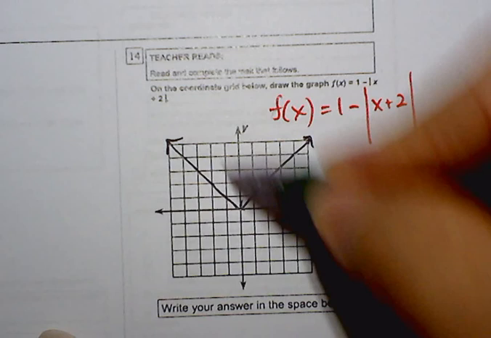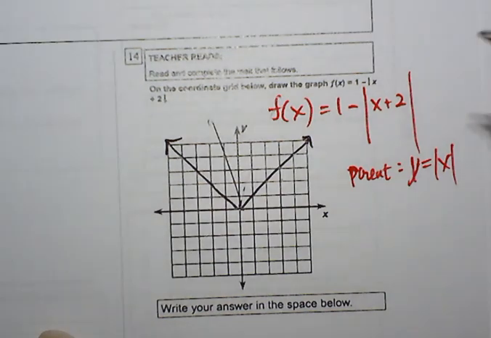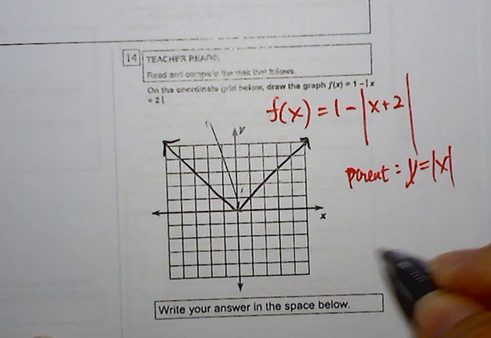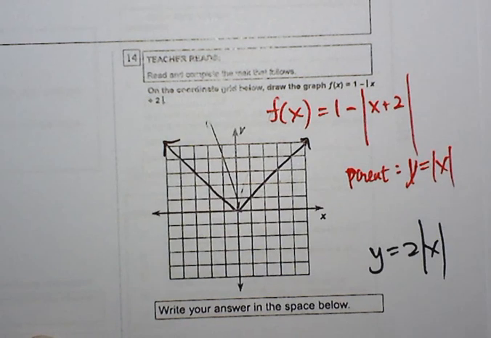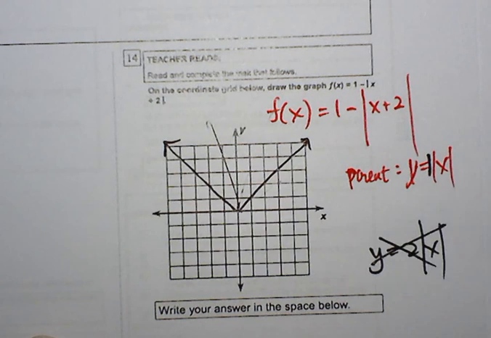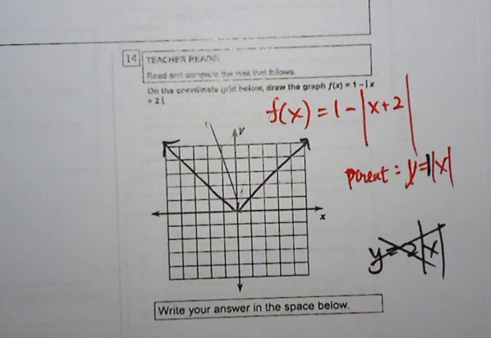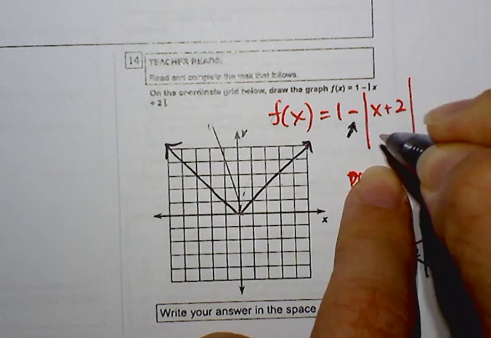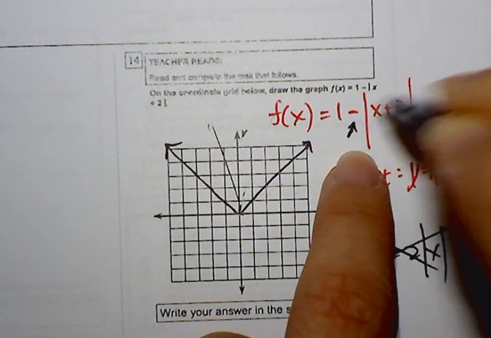Now, unless you multiply it, if I say y equals 2 times that, then the slope will change, right? But this is just a 1 in the front. So that's my parent graph. What happened to the parent graph? This negative in front flips it. What does this do? Shifts it to the left.